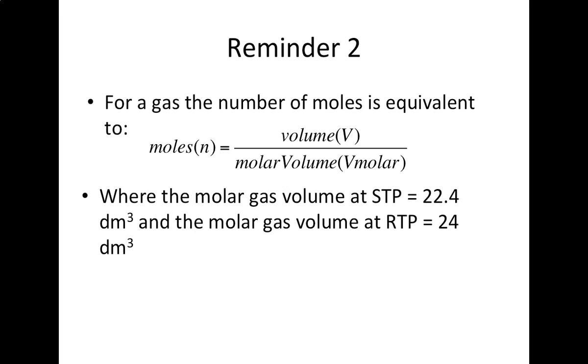And the molar gas volume at RTP, room temperature and pressure, is 24 decimeters cubed. So to figure out moles, all I have to do is take my volume of the container and divide by either 22.4 or 24, depending on which one we're given, RTP or STP.